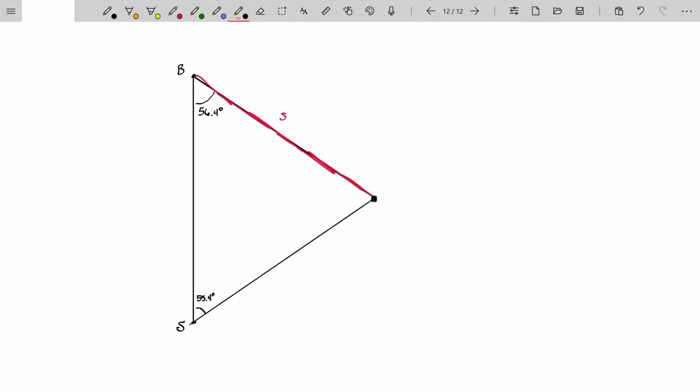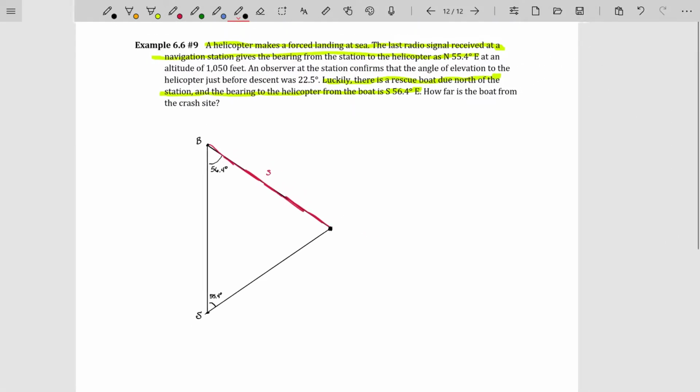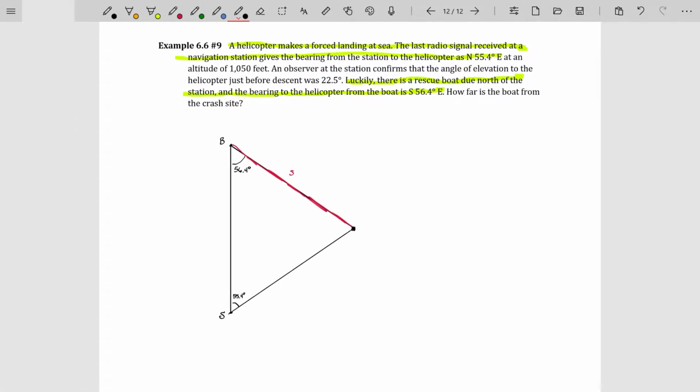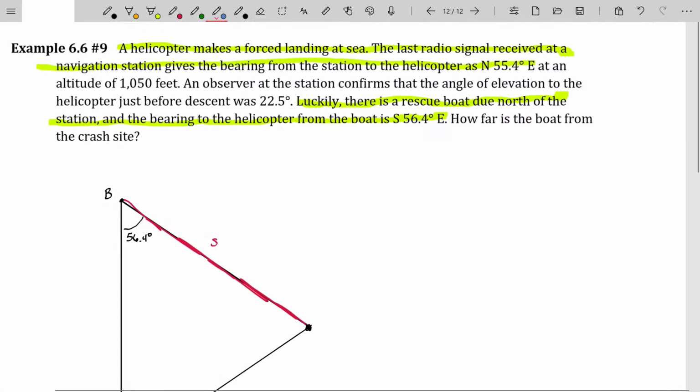There's just no way at all because I didn't give you another side length to work with. So we must be missing a piece of information, and we are. If you look at the stuff we haven't highlighted, that's going to give us a second triangle.